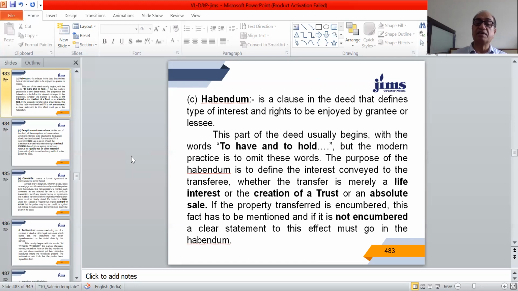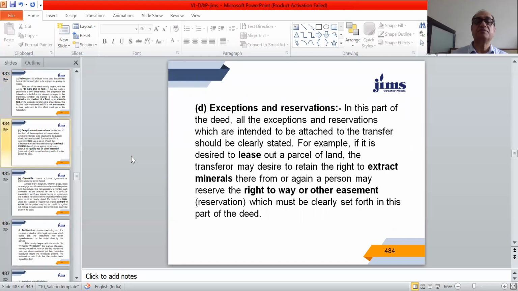And if the property transferred is encumbered somewhere, suppose I am selling a flat, but I had taken a loan from State Bank of India, and that loan is still subsisting. So that encumbrance has to be clearly mentioned in the deed. And if it is not encumbered, then a clear statement to this effect must go in the clause that the property is free from all encumbrances. And if there is some loan or encumbrance on it, it must be written in the deed as such.